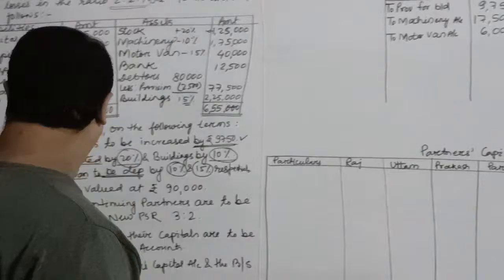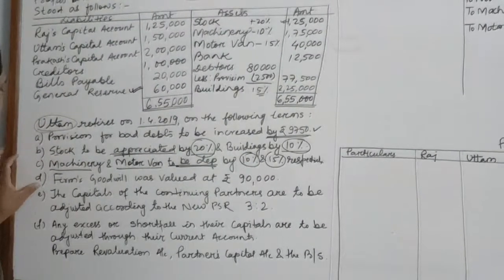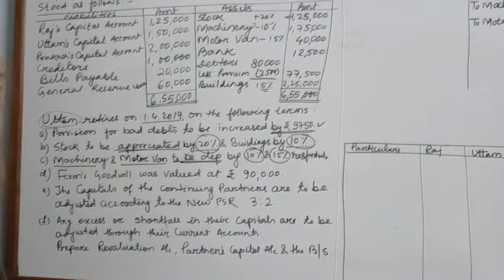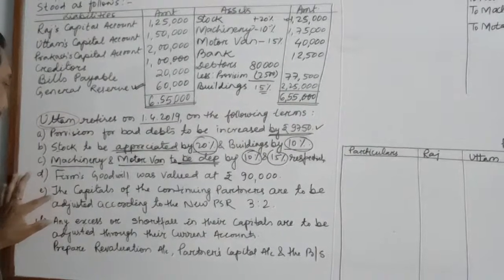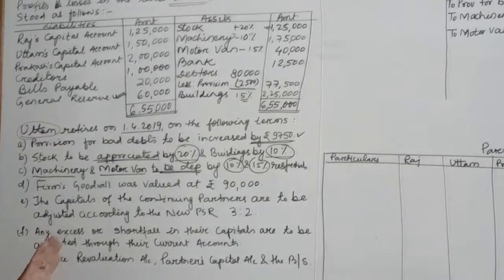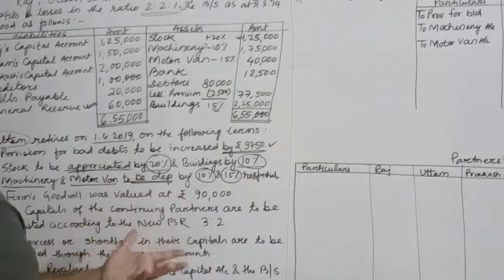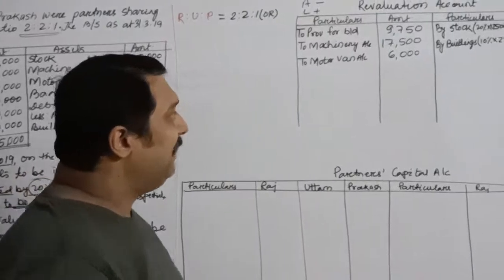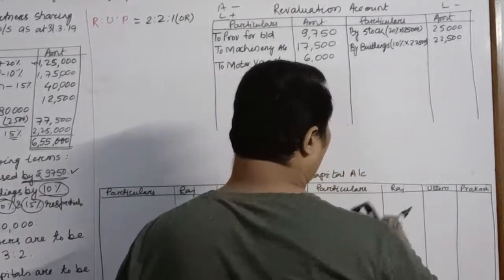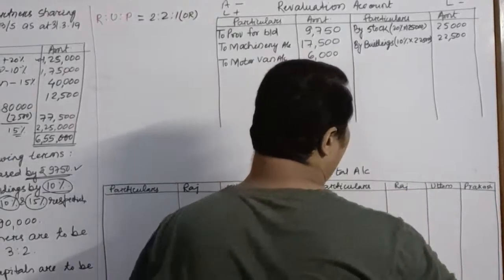Next item, item number D, is about the goodwill of the firm. So that is not going to affect your revaluation. And then capital adjustment, new profit sharing ratio is given and capital adjustment is given. That means for the revaluation, we do not have any other item. So we will close this.